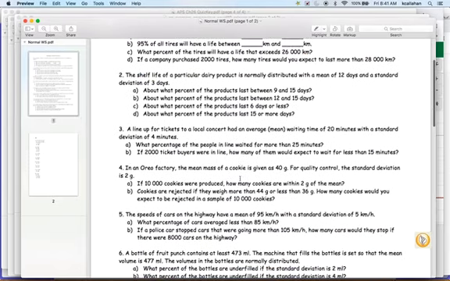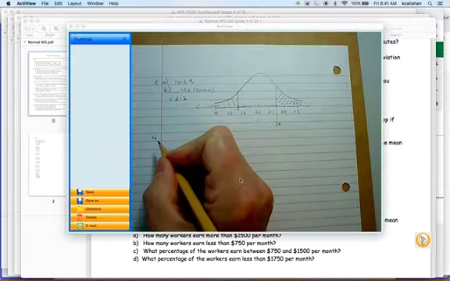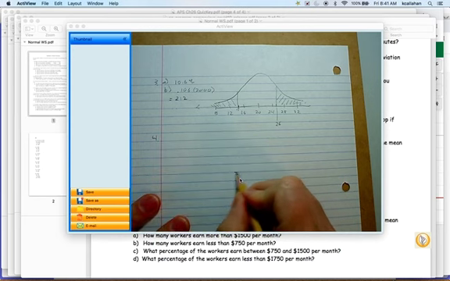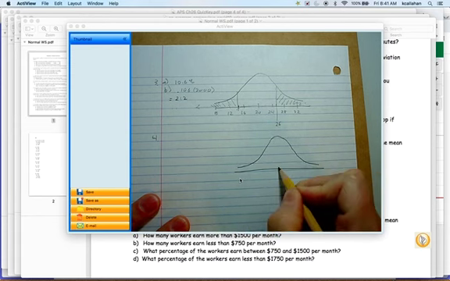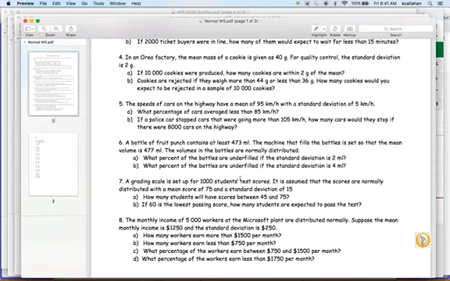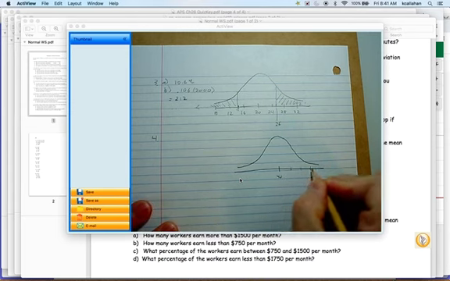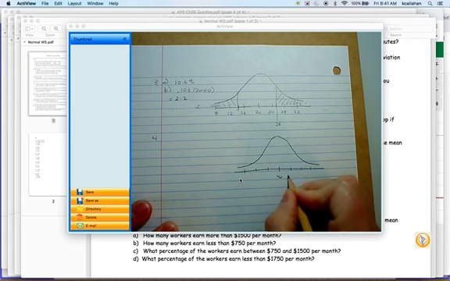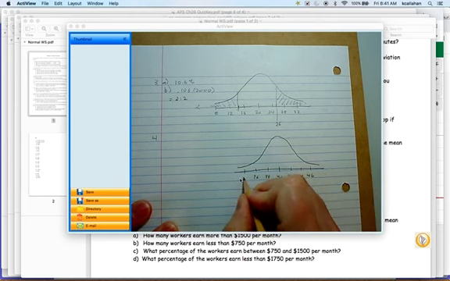Okay, that was 3. 4. In an Oreo factory, the mean mass of a cookie is given as 40 grams. For quality control, the standard deviation is 2 grams. Okay, so again, number 4, we're going to draw our curve for 40 and 2. So this is 40. 1, 2, 3. 1, 2, 3. 42, 44, 46, 38, 36, 34.